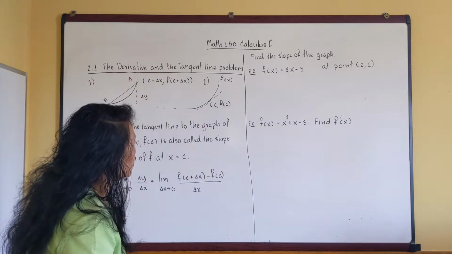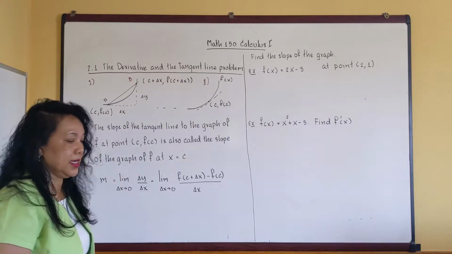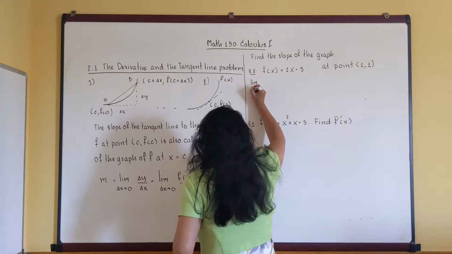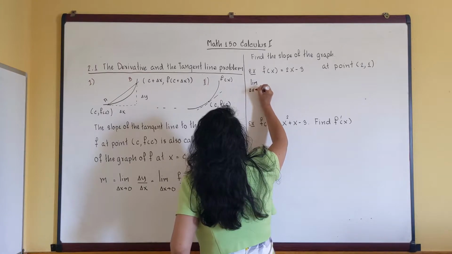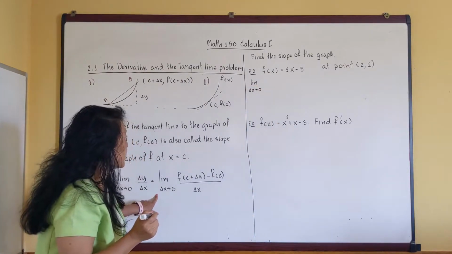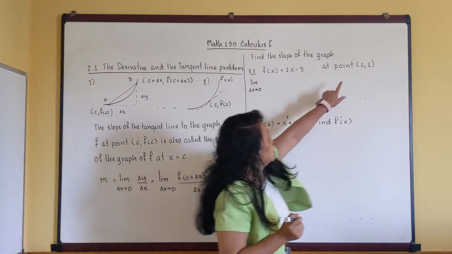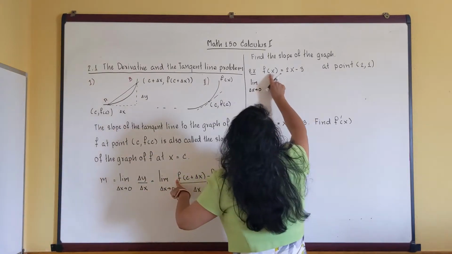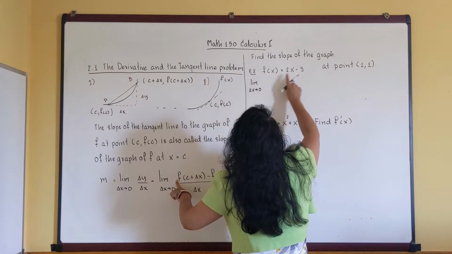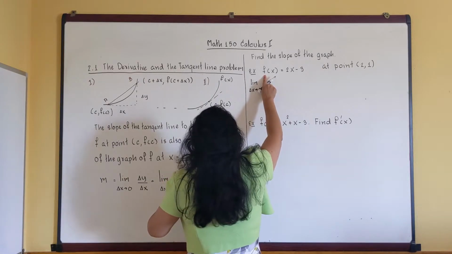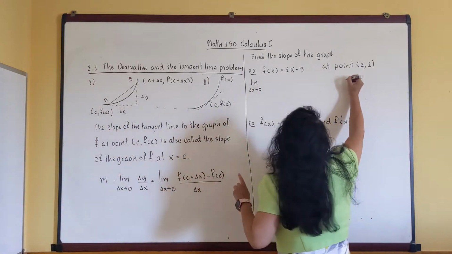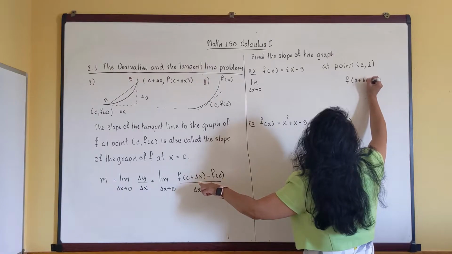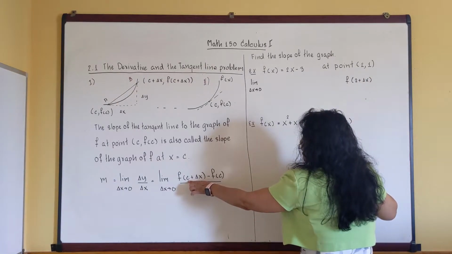But instead of using the formula of slope, I'm going to use this one instead. So I'm going to do the limit as delta x goes to 0. I'm using this one here, and my c here is 2. So f of x is 2x minus 3, and you have to do f of 2. Let me write it here: f of 2 plus delta x, because this c is 2.